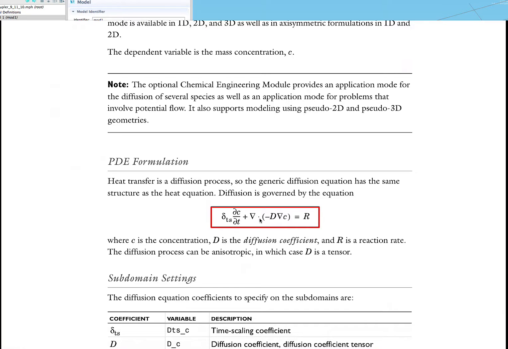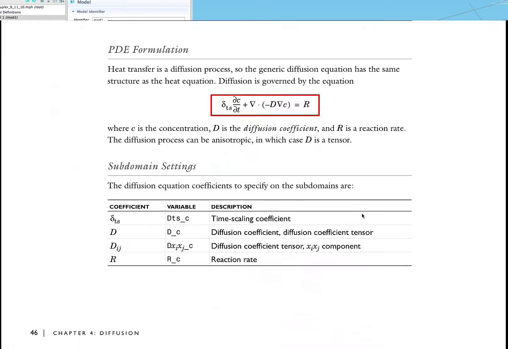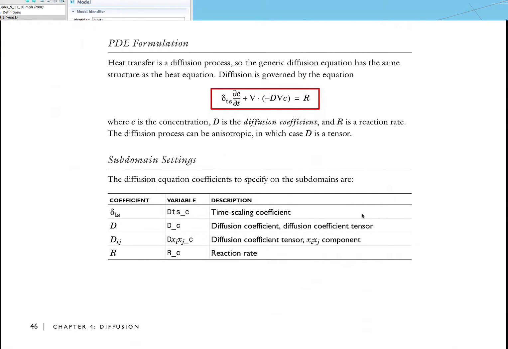And this is the divergence of minus D times the gradient of c. And on the right hand side we have a term for the reaction rates that can be nonlinear. For example, if you have gas that is diffusing in the solid and is also reacting at the same time, you can represent this reaction rate in this module, in this term, capital R.